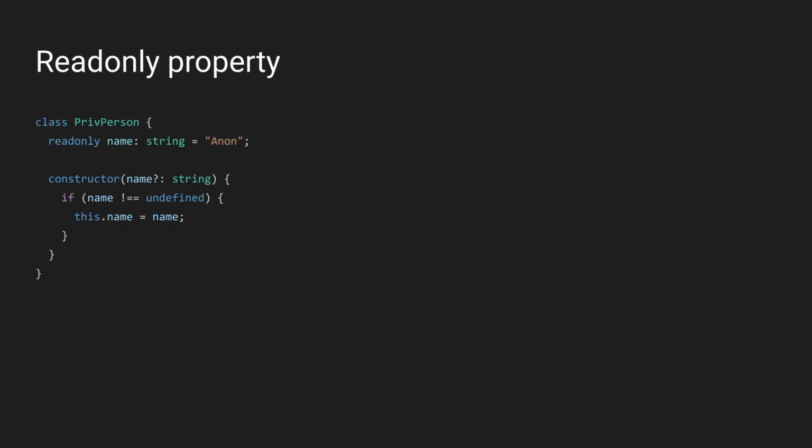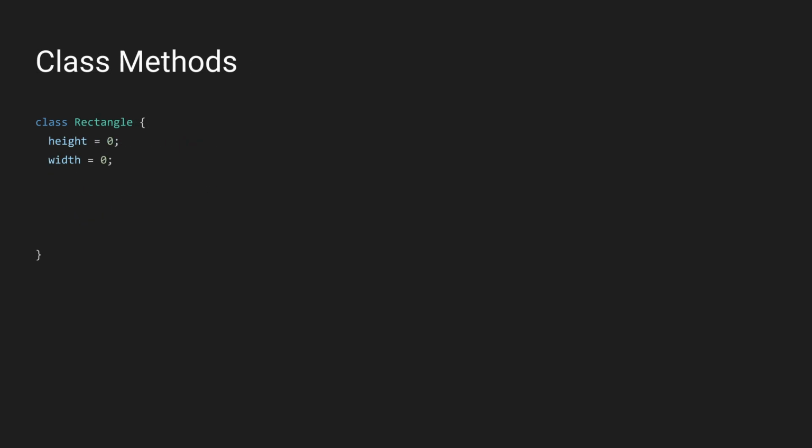Read-only properties can be defined with the readonly prefix. This will prevent assignments to the field outside the constructor, but the check is only at the type system level. We can add methods to our classes in the same way as in JavaScript. Inside them, we will have access to properties, etc. Here we have a rectangle class. We are adding a getArea method, which calculates the area of the rectangle. We can use this method on the instance of this class as shown in the example.